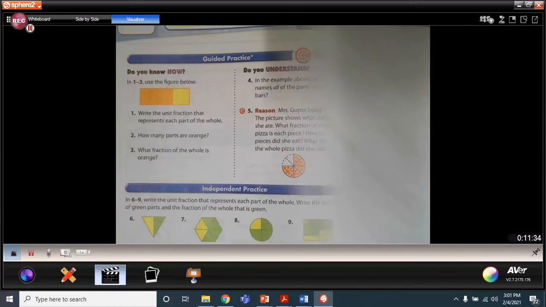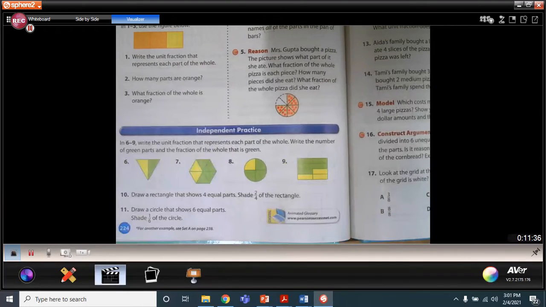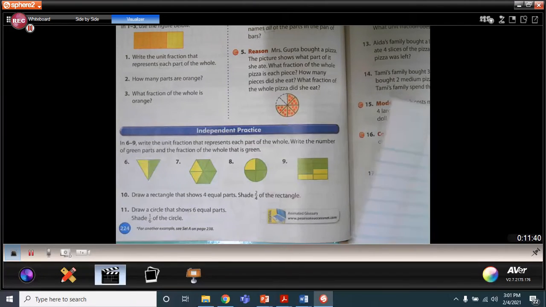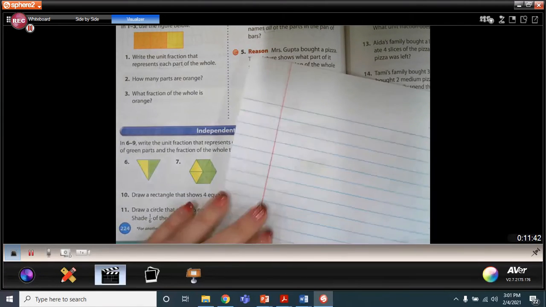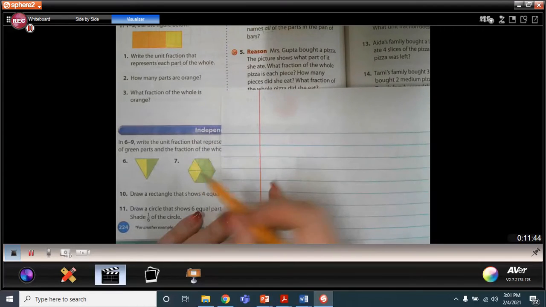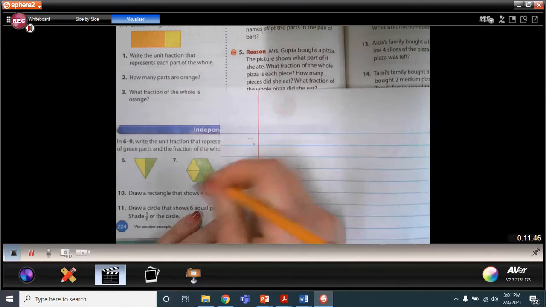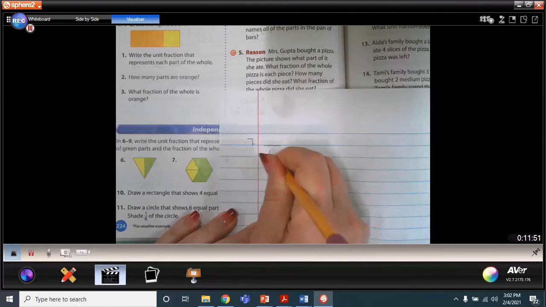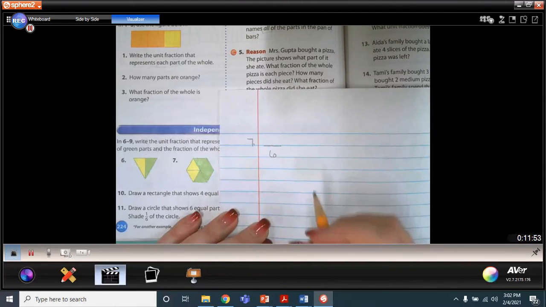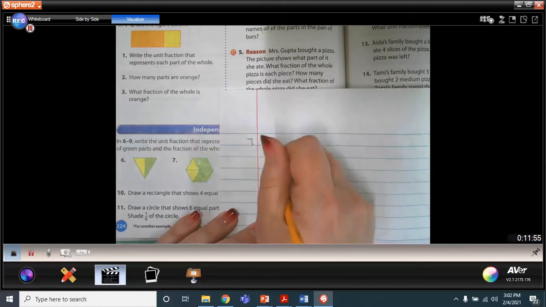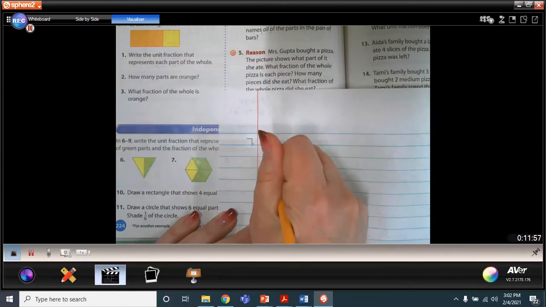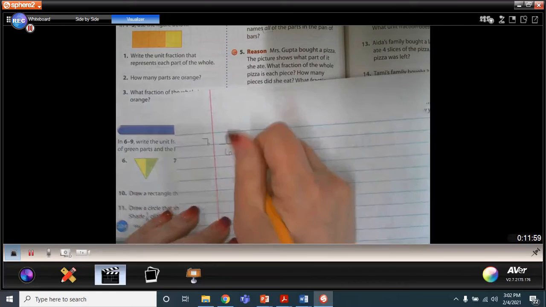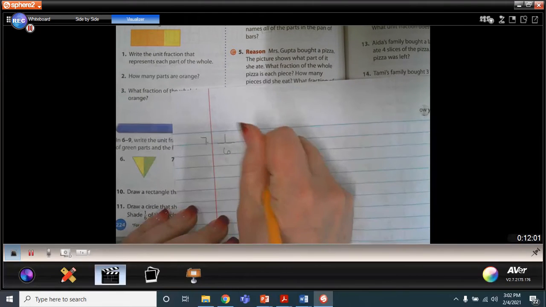Okay. Number 7 is a hexagon. How many pieces is the hexagon broken up into? Well, first we've got to look at how many pieces. That's our denominator. 1, 2, 3, 4, 5, 6. There are 6 total pieces. Now each one of those is a unit. So 1/6 is the unit part or the unit fraction.